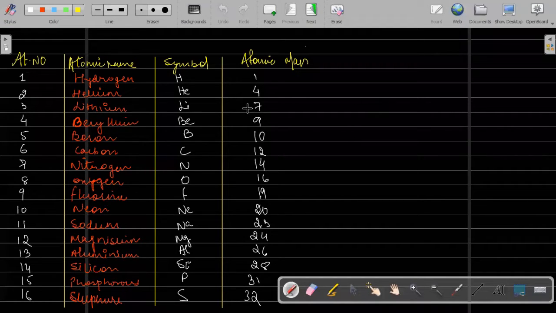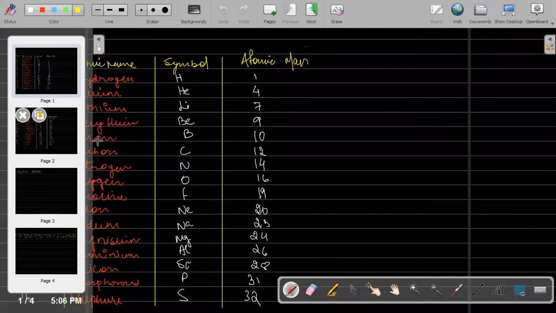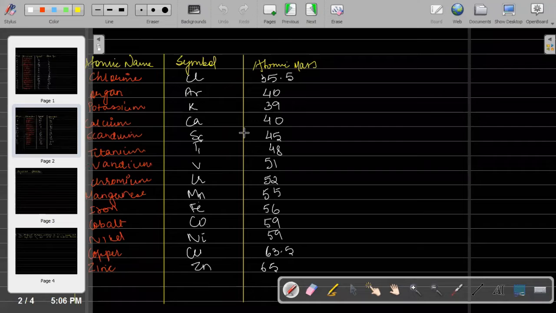So what is the atomic number? Atomic number 1 is hydrogen, symbol is H, and atomic mass is 1. Atomic number 2 is helium, symbol is He, atomic mass is 4, right? Atomic number 3, lithium, symbol is Li, mass number is 7. So this is the list of atomic numbers, symbols, and masses.